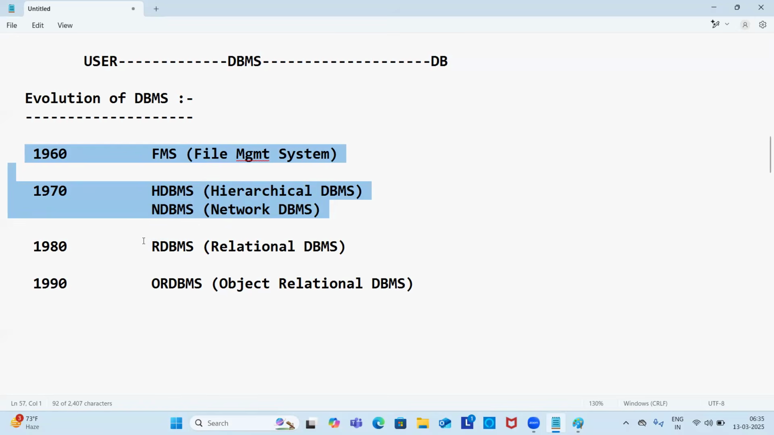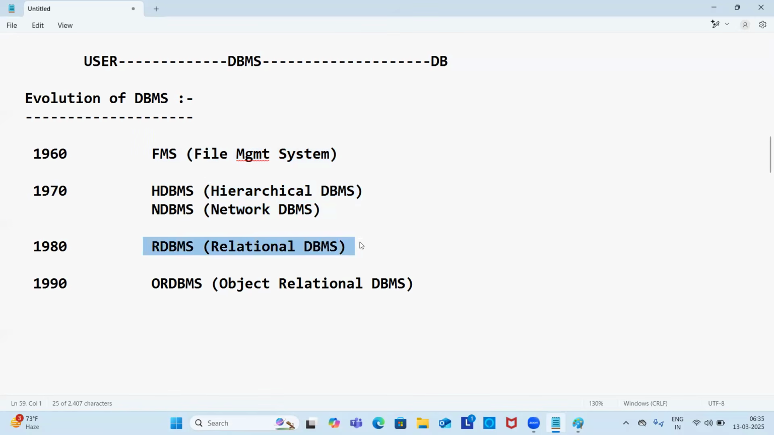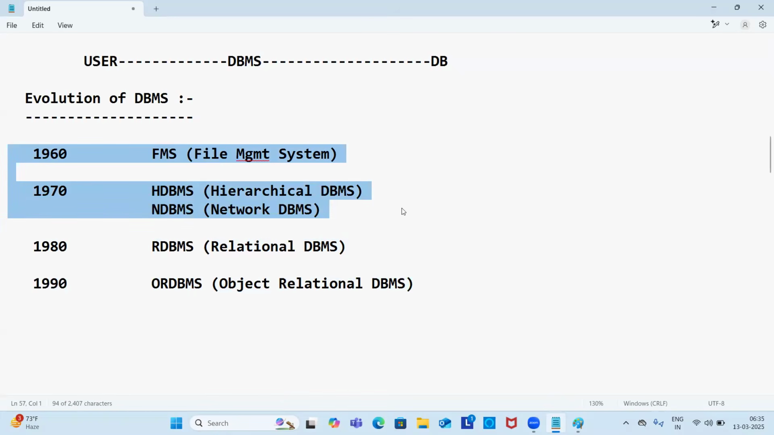So what you must know is RDBMS, Relational Database Management System. So you need these two. We don't need these three, because they're outdated, not just now, they became outdated some years back. So no company is using this.